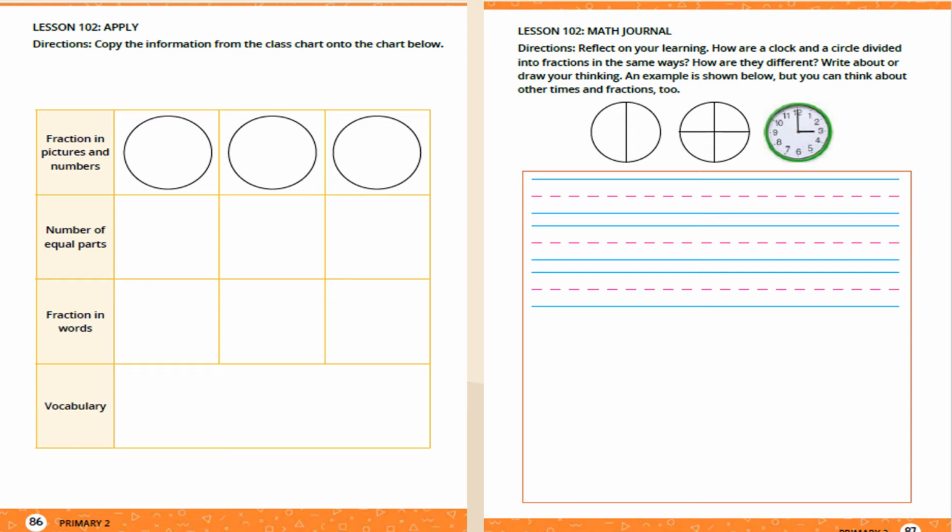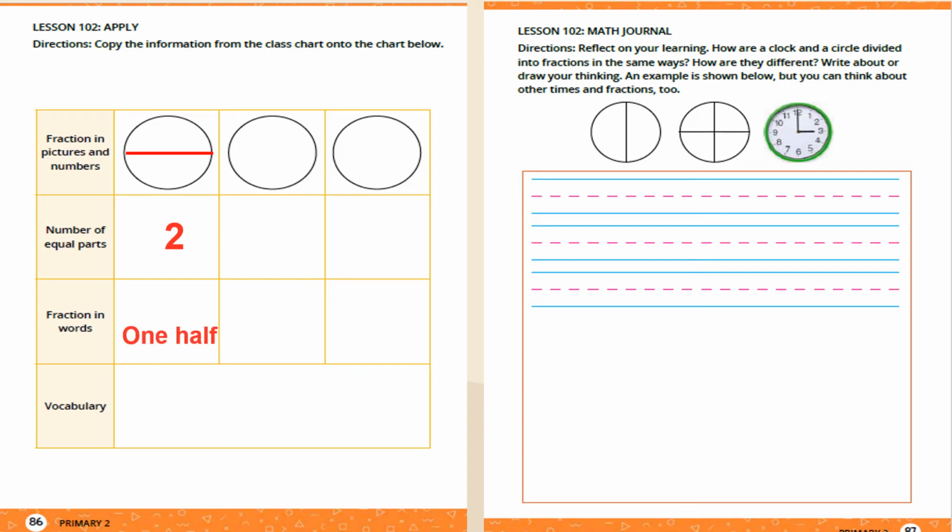What can I do? Okay, in the first one, I will divide the circle into two parts. When I divide the circle into two equal parts, the first part equals the second part, and it is called 1/2, right? Okay. The number of equal parts. How many equal parts? Let's count together. 1 and 2. So I will write 2. Okay. Vocab, the fraction in words. How can I write the fraction in words?